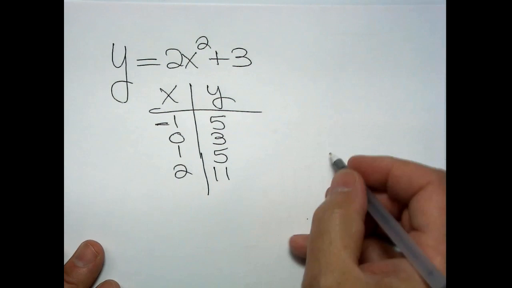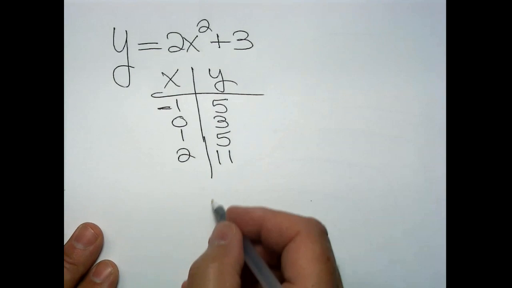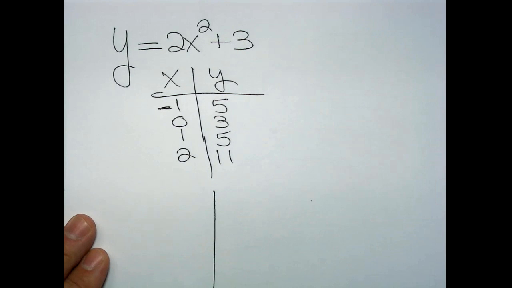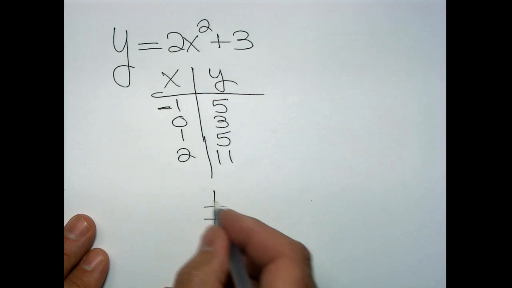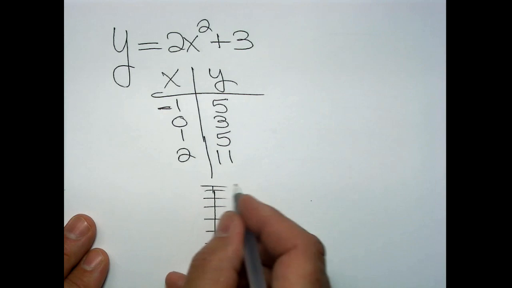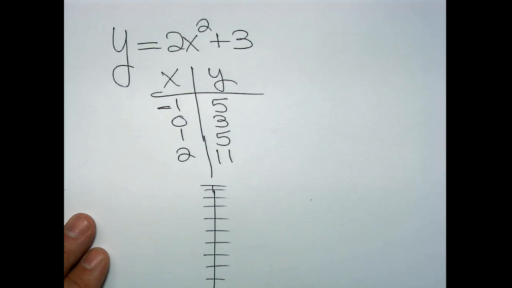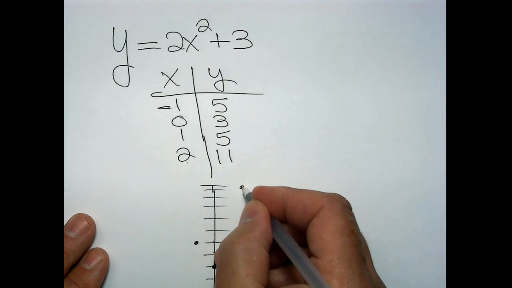And then we come over here to our graph, and we graph it up. 1, 2, 3, 4, 5, 6, 7, 8, 9, 10, 11. I have to go way up there to 11. Now at negative 1, 1, 2, 3, 4, 5, we're here. At 0, 1, 2, 3, we're here. At positive 1, we're back to the 5. And at 2, we're up there at the 11.